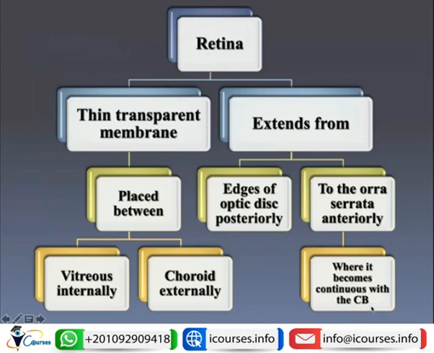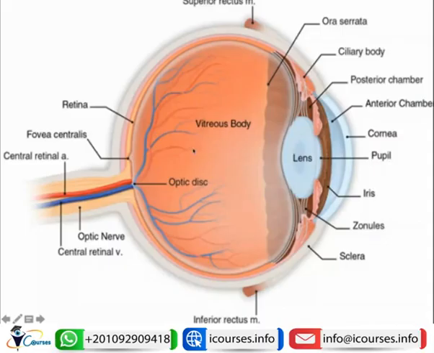As we said in the first lecture, it is the inner nervous layer or inner neural layer of the coats of the eye, which is placed between the vitreous internally and the choroid externally, extending from the edge of the optic disc until it reaches the ora serrata, where it becomes fused with the ciliary body.